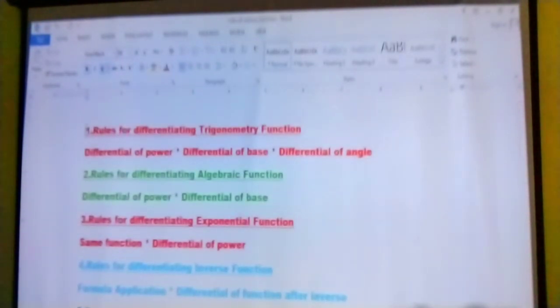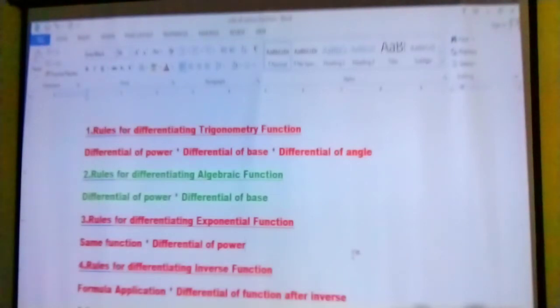For learning this, the rules are also very important. There are 5 types of rules available. The first one is the rule for differentiating trigonometric functions: differential of power into differential of base into differential of angle. Then after this, what is available?